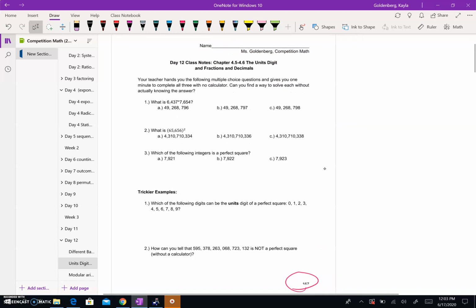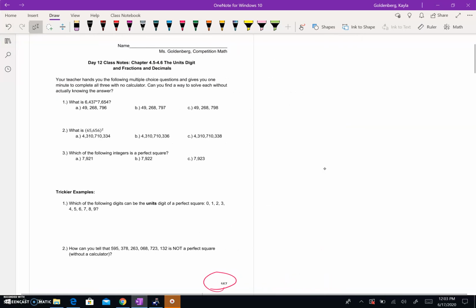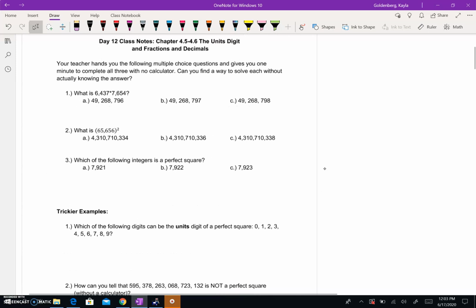Hey guys, welcome to our units digit exploration. So we're going to be going through some interesting problems involving units digits, and these are really aimed to help you get faster at competition problems of this type. Your teacher hands you the following multiple choice questions, gives you 1 minute to complete all three without a calculator. Okay, can you find a way to solve each without actually knowing the answer?